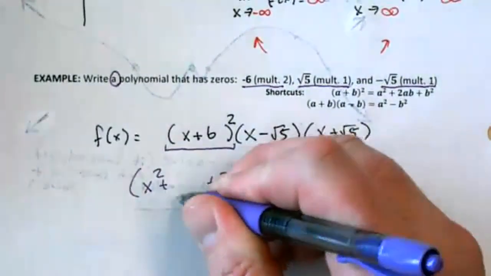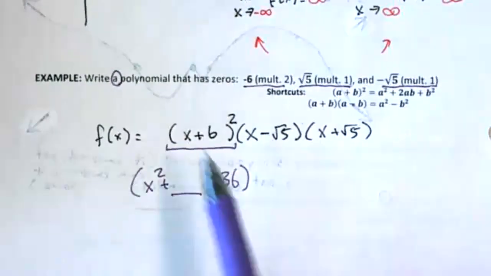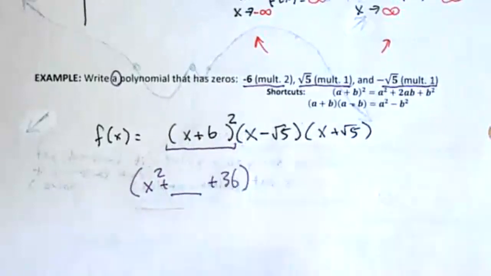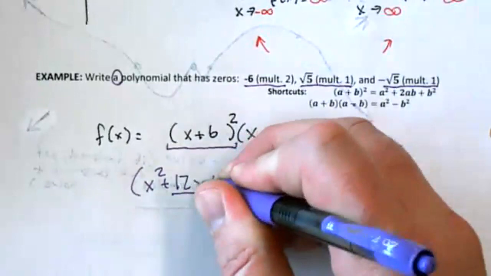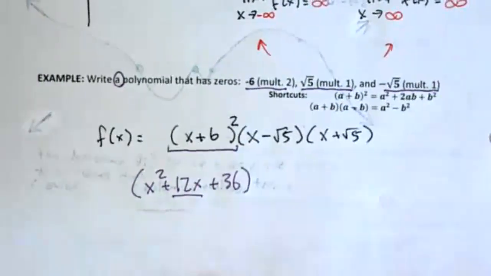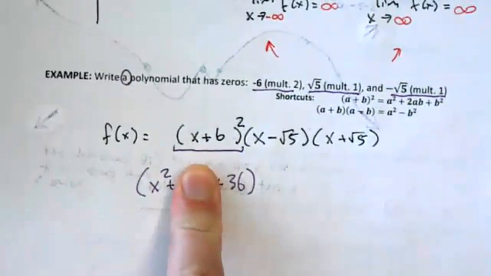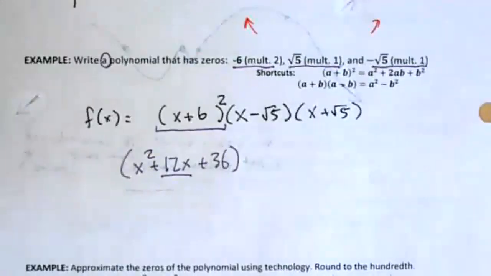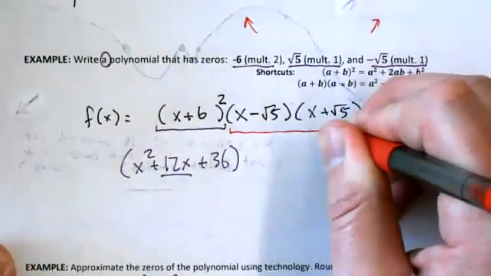How do we find that middle term? 2 times a times b, or 2 times x times 6 in this situation, which would give me 12x. The most common mistake that we see when we get to the chapter test for this is people forgetting that 12x in there. You can't just square the first thing and square the last thing. This is going to come up a lot, especially when we start dealing with complex numbers, with imaginary numbers.